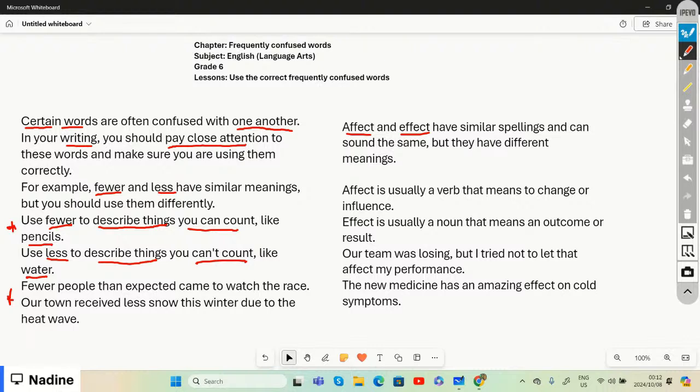If we look at an example of affect and effect, it says affect is usually a verb. It's an action that means to change or to influence.